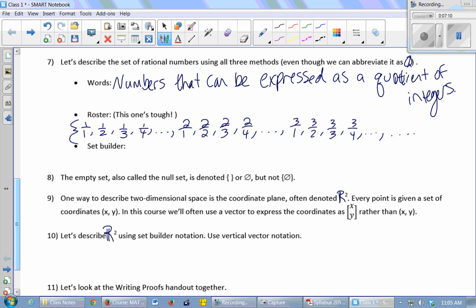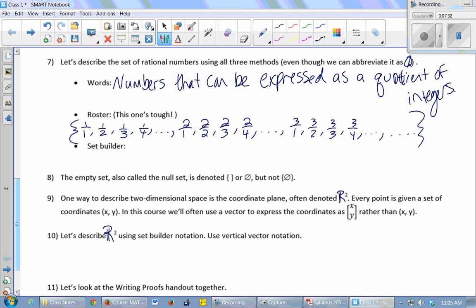And then I just keep doing that forever, right? Then I could do numerators of 4, numerators of 5. That's a pain to write in roster notation. So that's sort of why we say set builder. So what Todd was just suggesting is, can't we just say an integer over an integer, right?